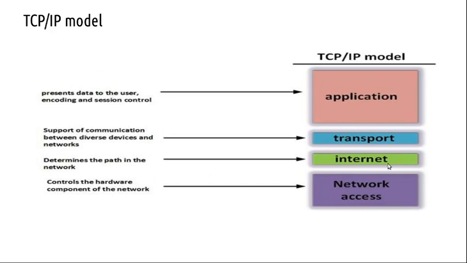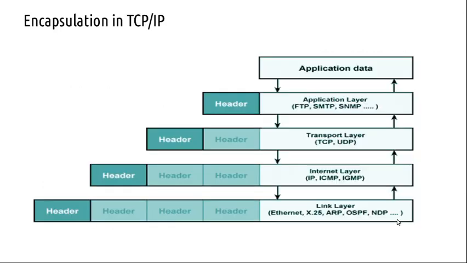Then the internet layer, IP, is determining the paths in the network. You mentioned logical address. Logical address is provided by IP, the internet IP address. Then the hardware component, here you have the physical addressing as well as the routers, cables, all those things, which come in this network access layer.